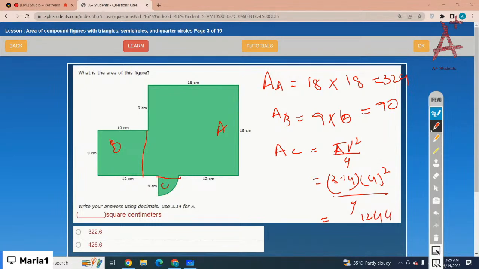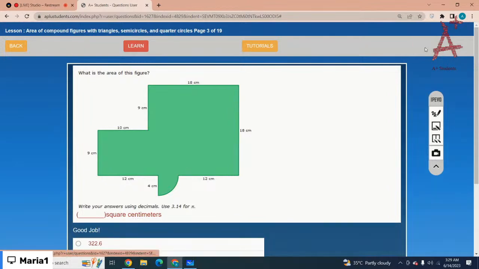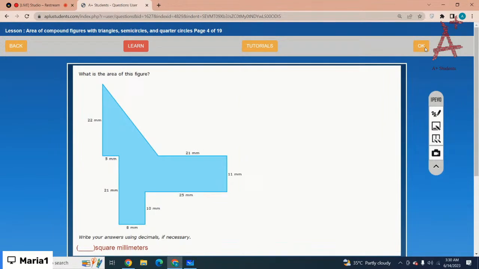Got it? The values are 324 plus 90 plus 12.44. That would be 426.6. Got it? Option number 2 is the correct option. So the correct option is the second one, 426.6. Got it? You have to add all values. Okay, you can complete the test by yourself later today. Let me just move on to next lesson.